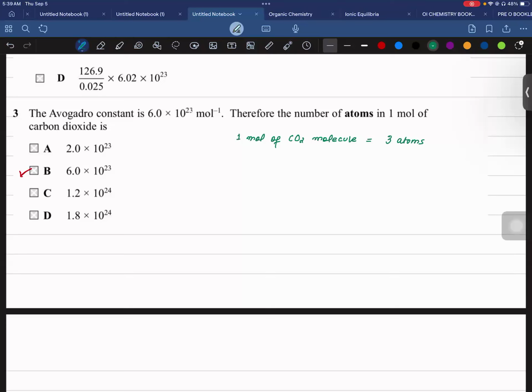So they are saying atoms in 1 mole of carbon dioxide. So in 1 mole, you have this much molecule, but one molecule contains 3 atoms. So if you are going to multiply this with 3, can you tell me the answer?